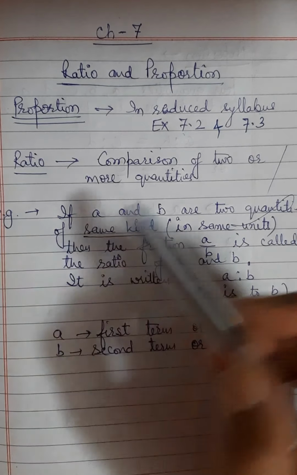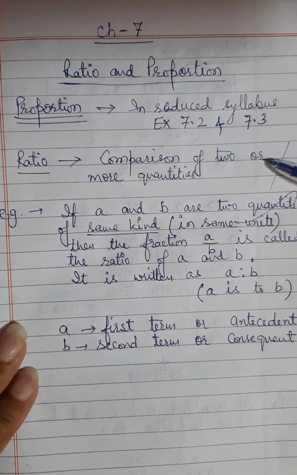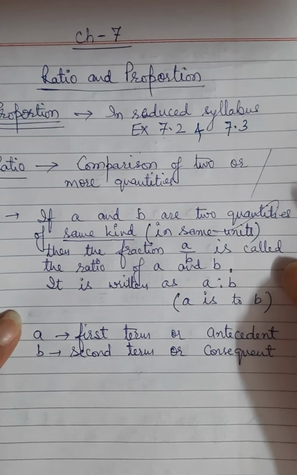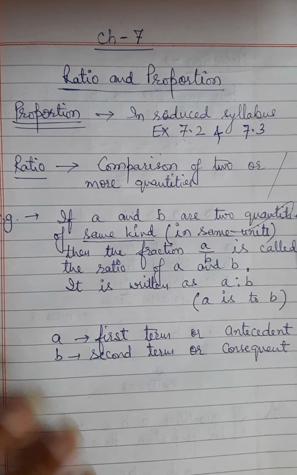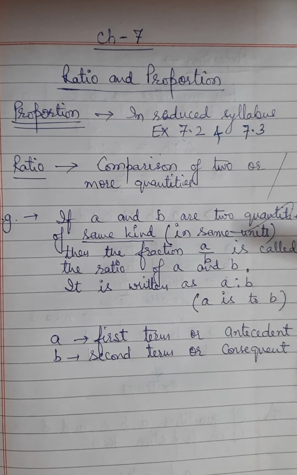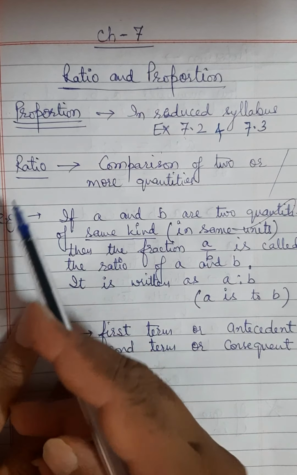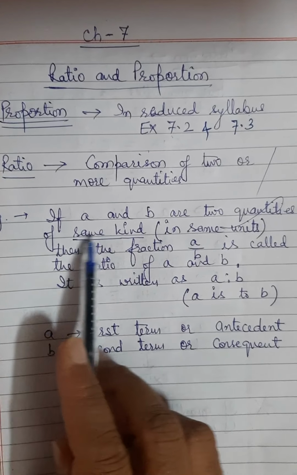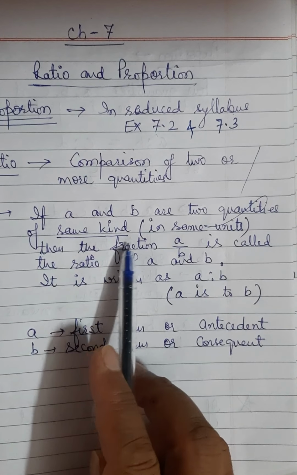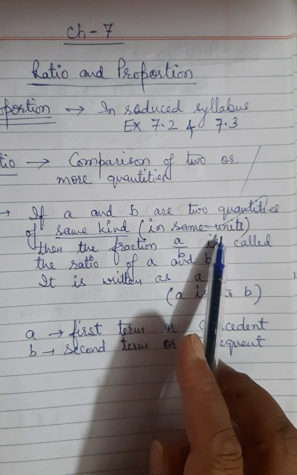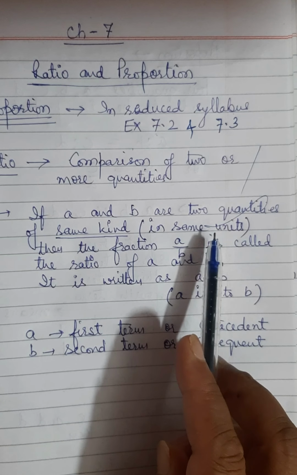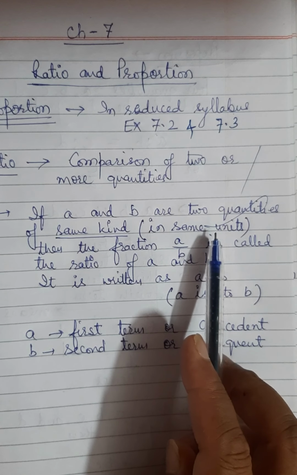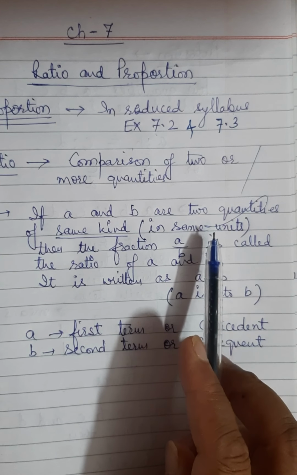What is ratio? It is a comparison of two or more quantities. If we have to compare two or more quantities of the same kind, like if we have to compare the length of two bodies, then it is called ratio. We have to find a ratio of those two lengths. So for example, if A and B are two quantities of the same kind, that is in the same units. So if we are comparing two lengths, then we have to first change them into the same units.